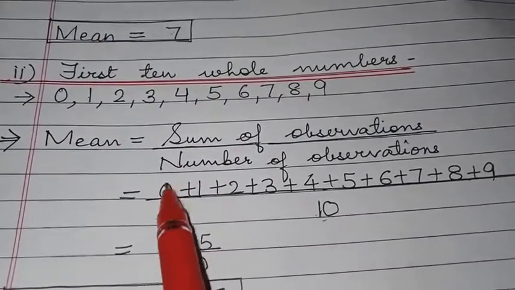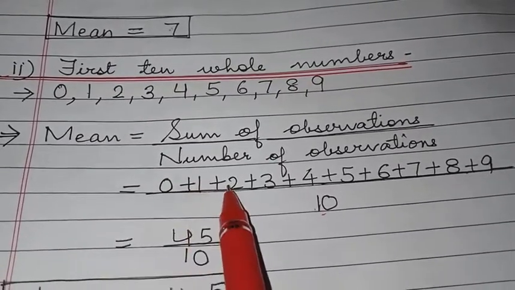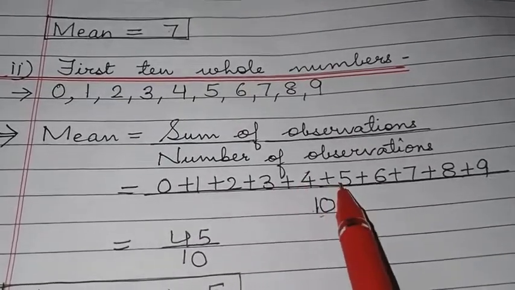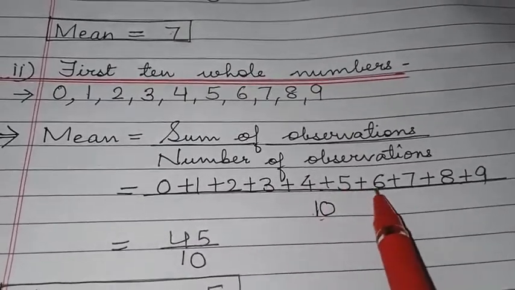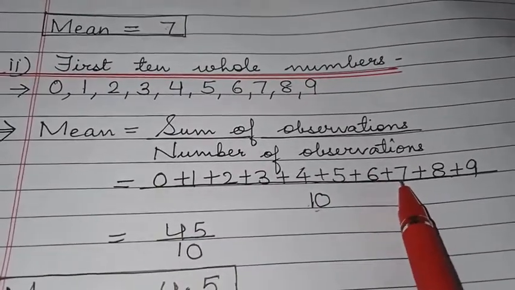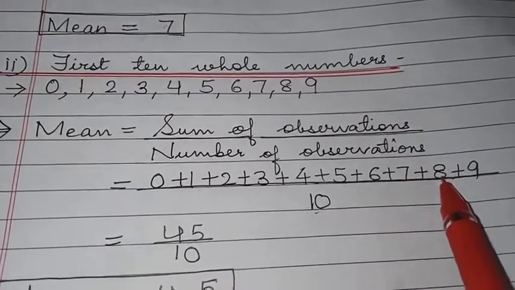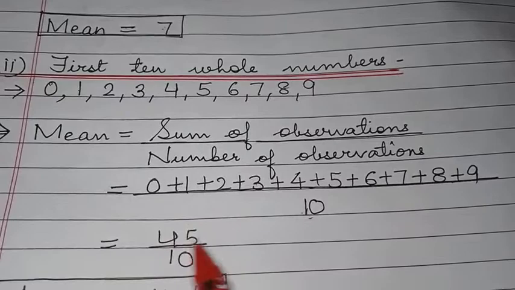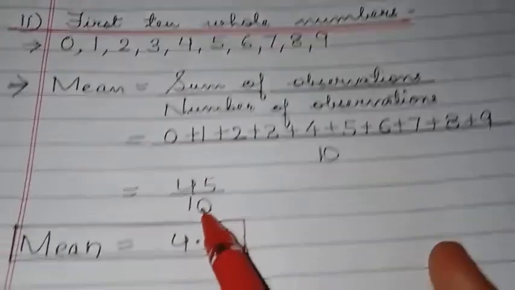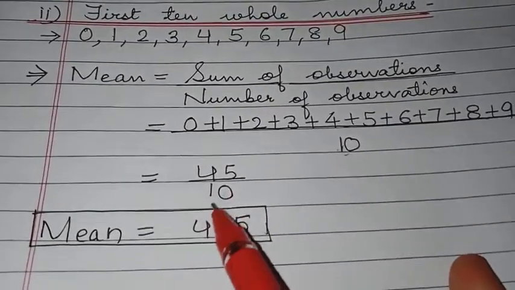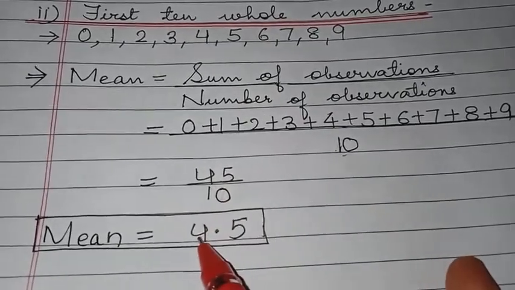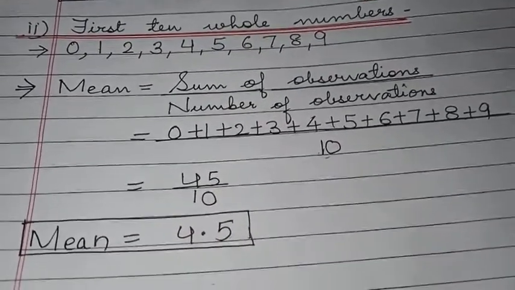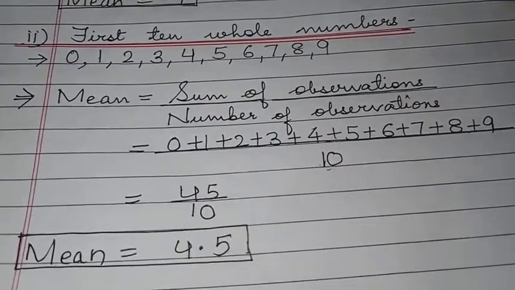So let's add all: 0 plus 1, 1. 1 plus 2, 3. 3 plus 3, 6. 6 plus 4, 10. 10 plus 5, 15. 15 plus 6, 21. 21 plus 7, 28. 28 plus 8, 36. 36 plus 9, 45. Divided by 10, 45 divided by 10 is 4.5. So my mean is 4.5. I hope you are understanding.